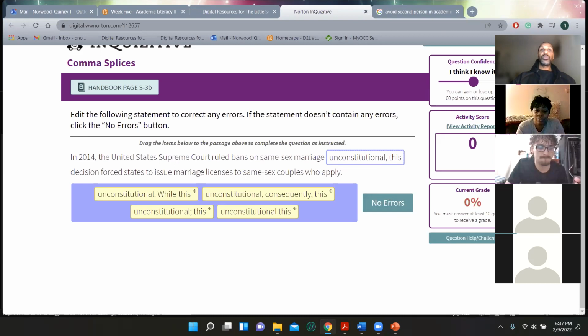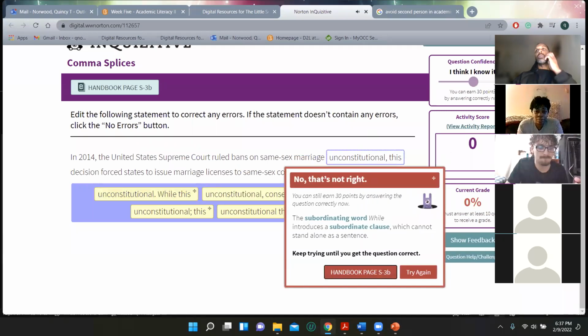So now we have to choose one of these four. And again, by process of elimination, we know it's not this one. All right. And then if we read this one, right, U.S. Supreme Court rules same-sex marriage unconstitutional. While this decision forced states to issue marriage licenses, that's not right because that'll give us a fragment. But let's use this answer.